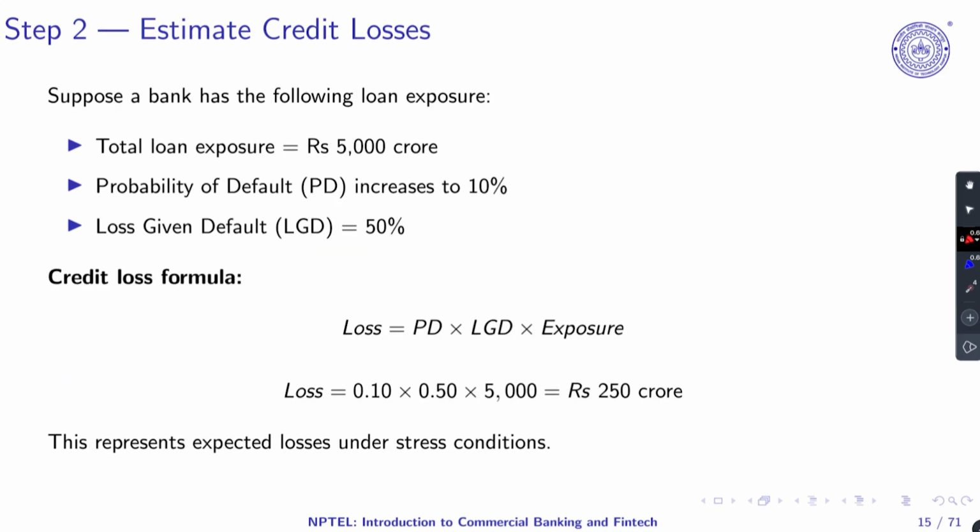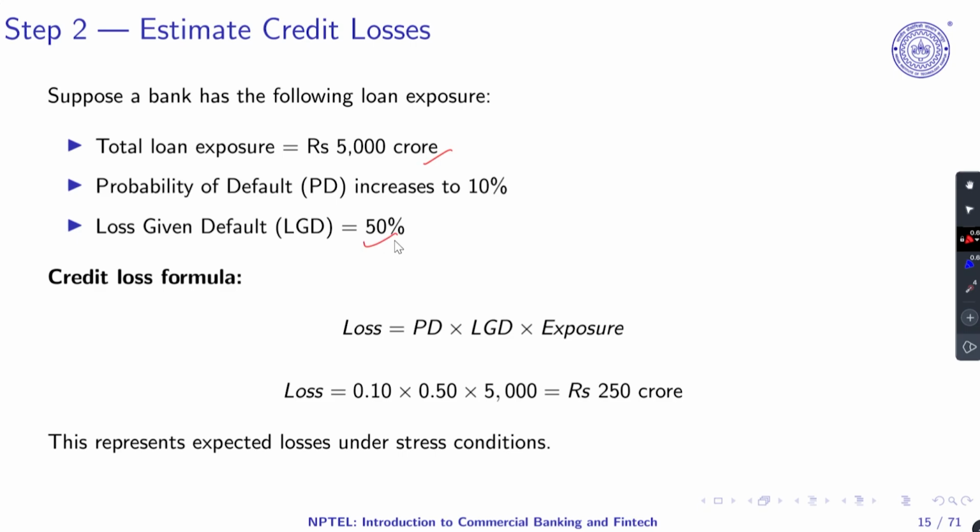Estimate credit losses. So for example, if we have a total loan exposure of 5,000 crore, and the probability of default that we calculate through the logistic regression that we have discussed already in Basel II, after the standardized approach, we have something called the internal IRB method. So if you have the internal ratings based approach, based on that I calculated a 10% probability based on the KYC data, and loss given default is 50%. So then how much will be the credit loss?